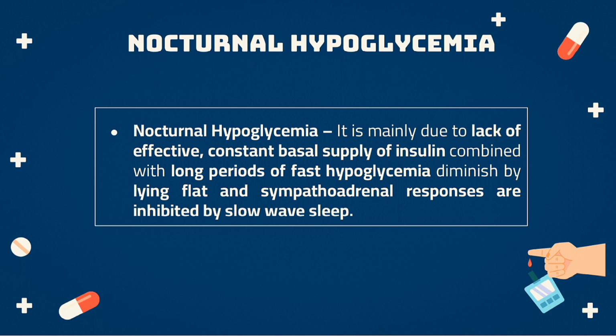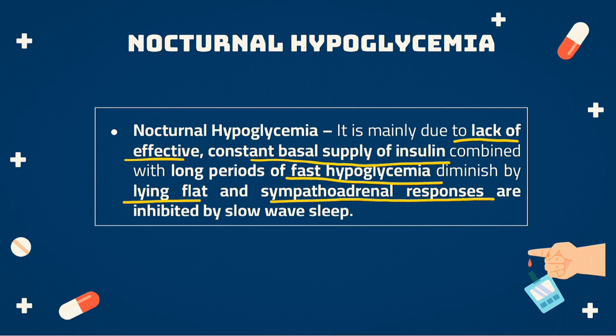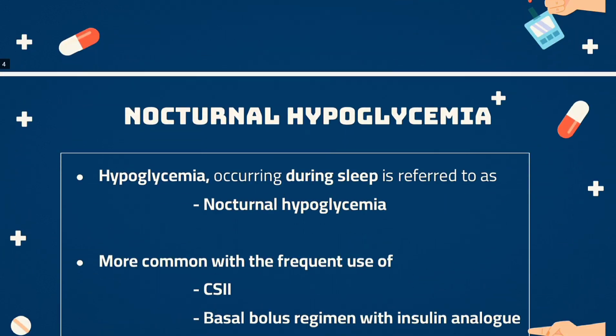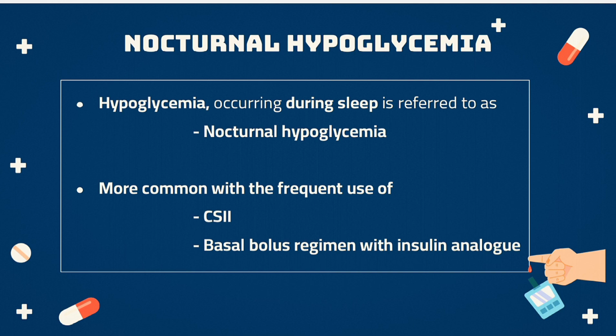Let's discuss another problem, that is nocturnal hypoglycemia. This nocturnal hypoglycemia is mainly due to the lack of effective constant basal supply of insulin combined with a long period of fasting, diminished by lying flat, with reduced sympathoadrenal responses and inhibited by the slow wave of sleep. In a very simple way, nocturnal hypoglycemia can be defined as any hypoglycemia which occurs during sleep. It is very common and frequent if a person is using CSII, continuous subcutaneous insulin infusion, or is taking a basal bolus regimen of insulin.